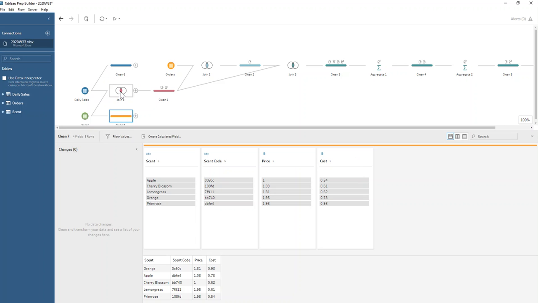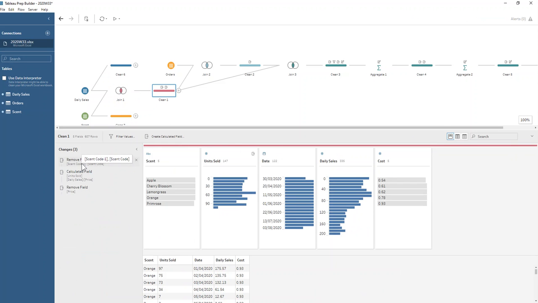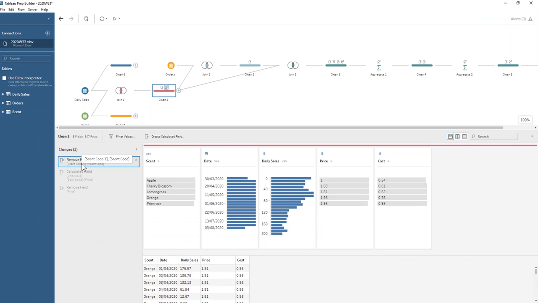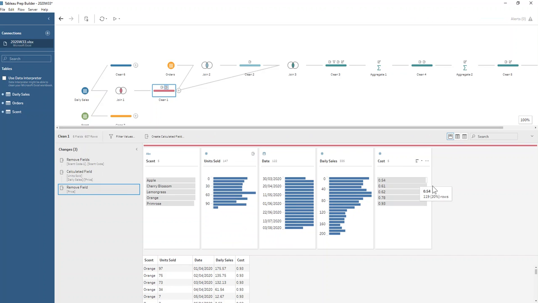So we join those together on the cent code, and then we no longer need the cent code, so we start off by getting rid of those two fields. Our first task is to calculate the units sold, which is simply the daily sales divided by the price. That gives us the number of units that have been sold. Now we don't need price going forward, so we take that out.